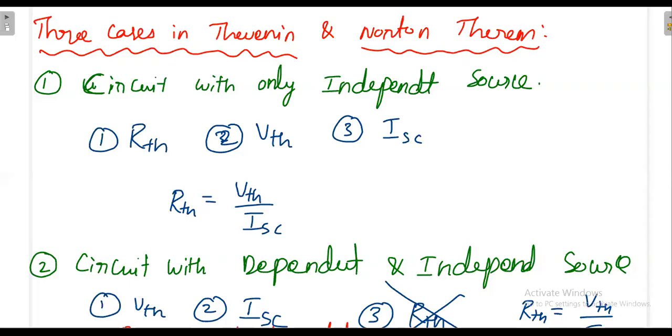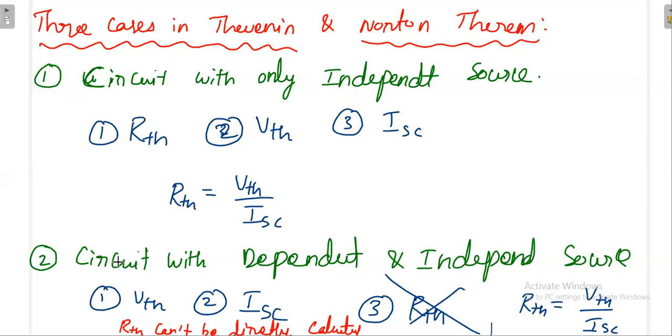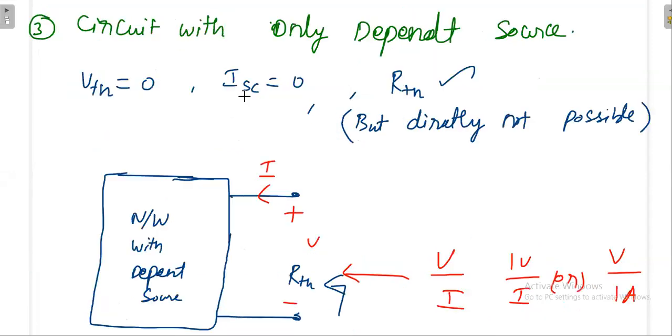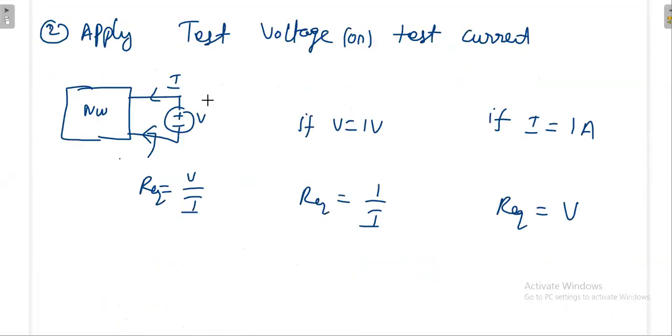In Thevenin's theorem or Norton's theorem, there are three conditions: case 1, case 2 or case 3. In case 3, we have only one method to find R Thevenin, because here V Thevenin and I short circuit current are 0. The only method is applying the test voltage and test current method.